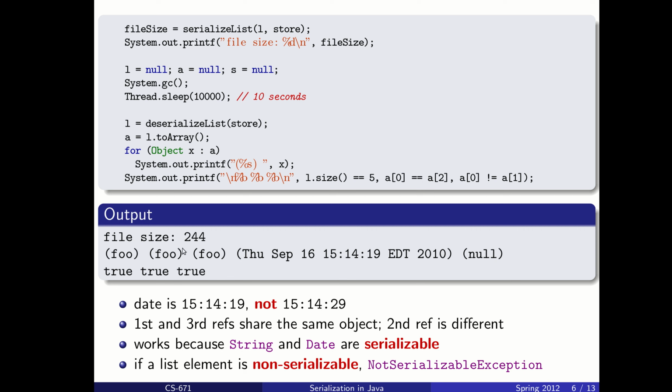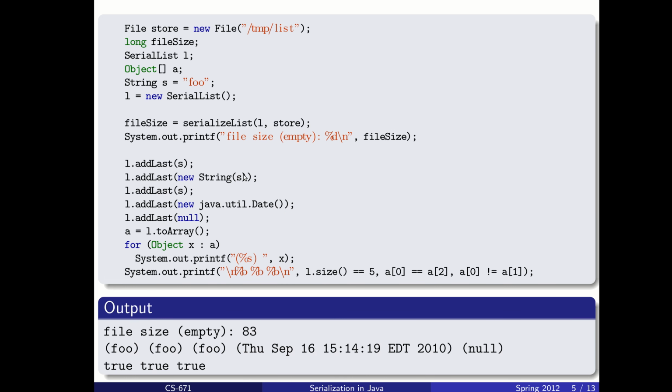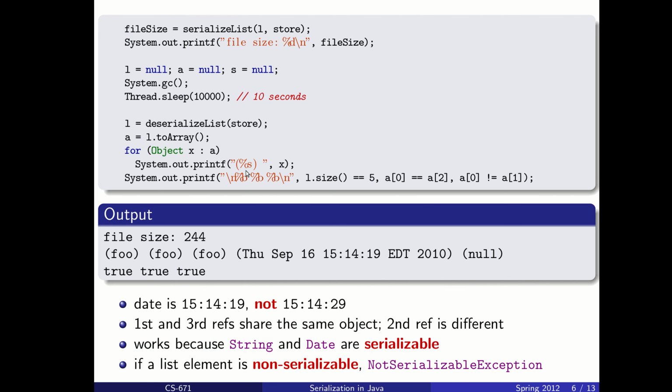The first and the third references share the same object, but the second reference is different. You can see here that we added S, and here we added S. Here we asked for a new string, so that will create a new object in memory. So these are actually the same contents, but only two of them have the same reference in memory. A0 is not equal to A1 in terms of memory equality.